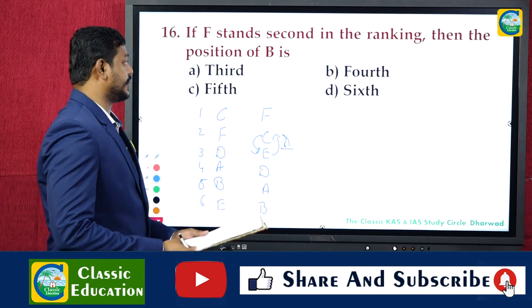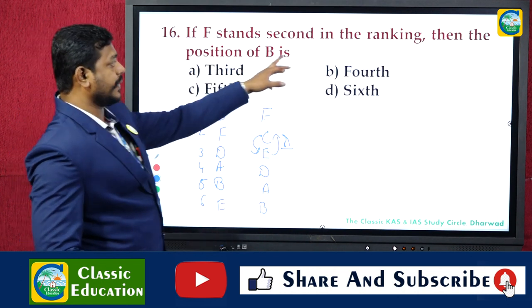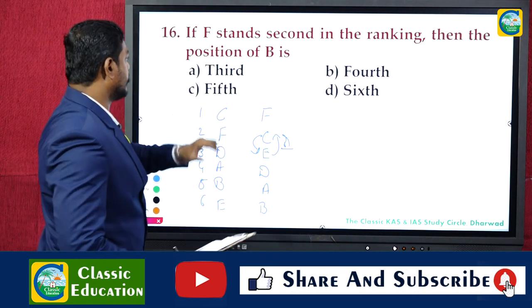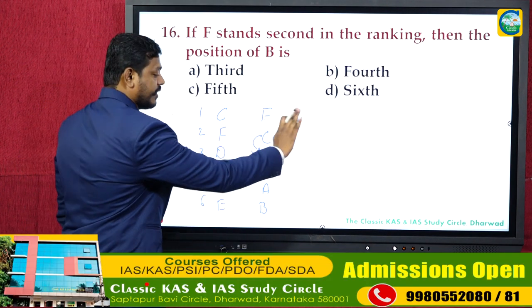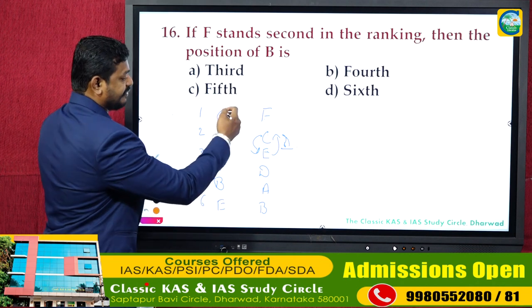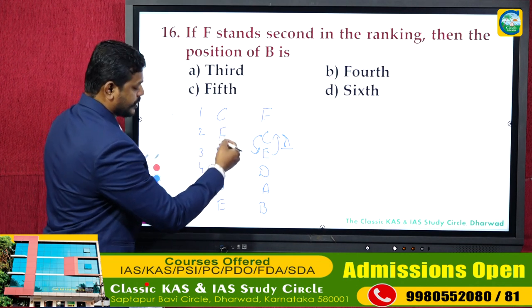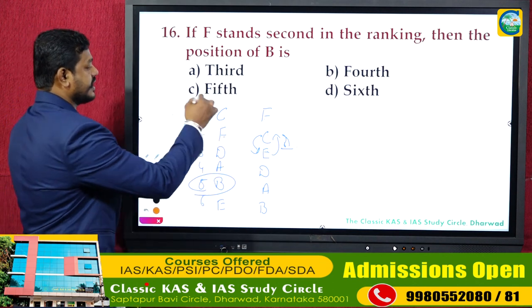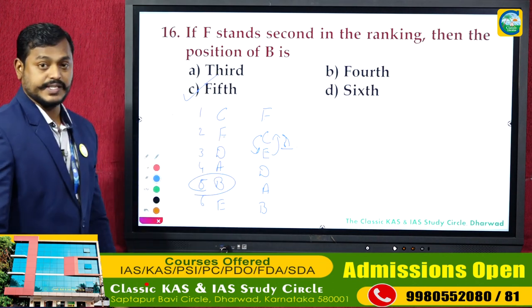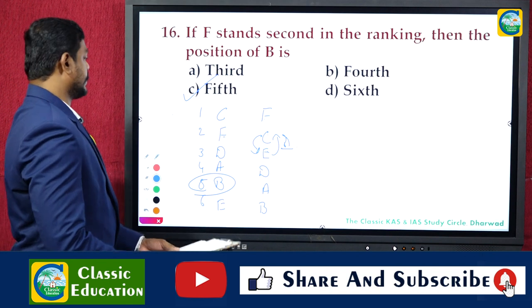Let me check the first question here. If F stands second place in the ranking, then the position of B is... F is in first place in this case, so it will not apply. We will check in the first diagram. F is placed second, what is the position of B? The position of B is fifth place. So the answer is option C, right friends? Okay, we will check the next question now.